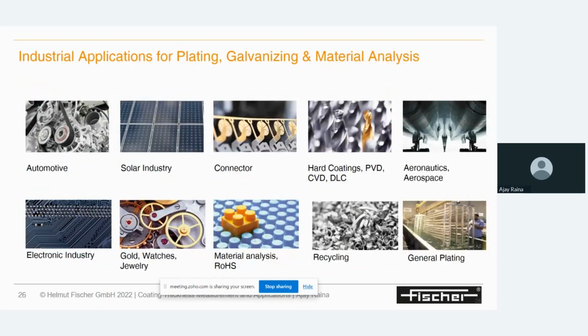Coming to the applications, industrial applications: plating, galvanizing, and material analysis. We can have applications for the automotive industries, for solar industries, and for connectors. We can have hard coatings like PVD, CVD, and DLC. We can provide solutions for aeronautics, aerospace, electronic industries, gold, watches, and jewelry. As already discussed, we can do the material analysis and RoHS testing. Recycling of the samples can be done, and general plating, any type of coating, can be easily checked.